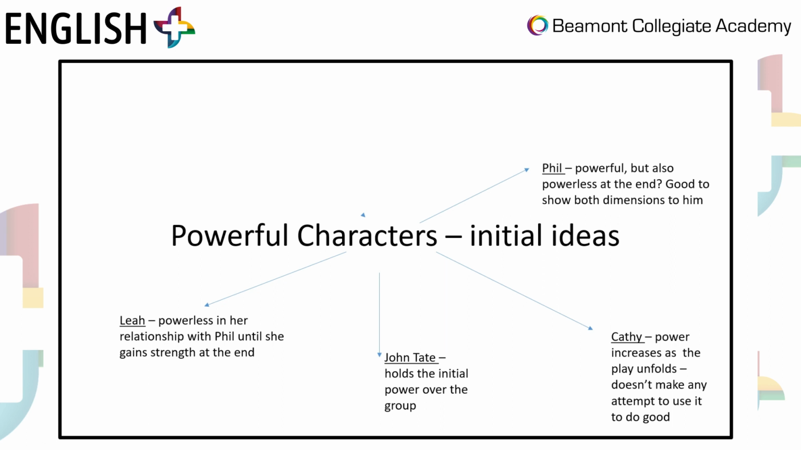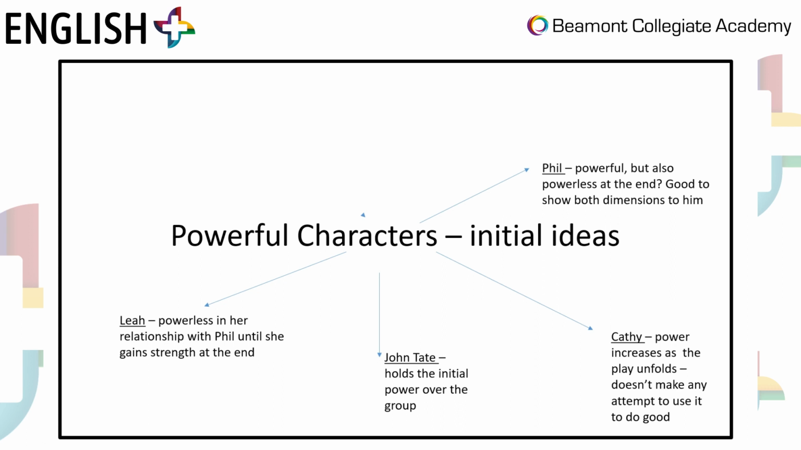She's not powerful. However, she's almost like the opposite of Phil. So she's powerless in the first part of the play. But at the end, she's the one who has the power in the relationship with Phil. Because she's the one who leaves. She spits out the sweet and storms off. And she leaves Phil not eating and staring into the distance. So I think that might add quite an interesting dimension by including Leah as well.